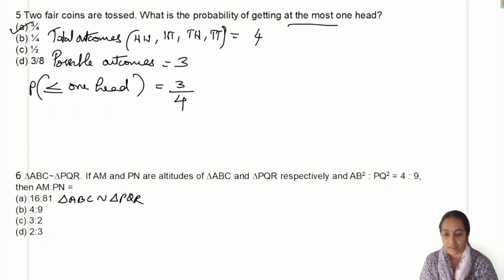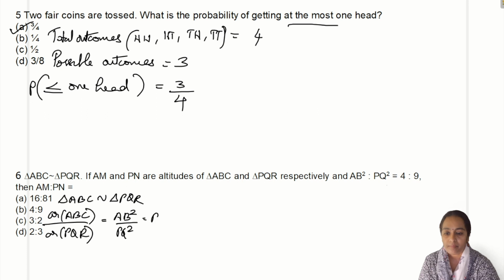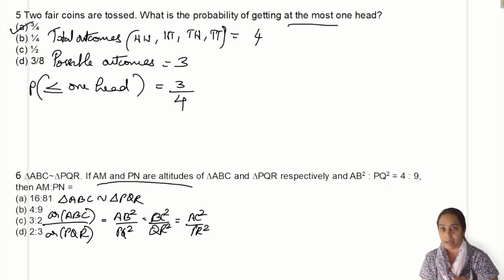AM is to PN. So we have the areas of similar triangles formula. The ratio of areas of similar triangles equals the ratio of the square of the corresponding sides. So area of triangle ABC divided by area of triangle PQR equals the ratio of square of the corresponding sides, AB square by PQ square, BC square divided by QR square, and also AC square divided by PR square. The question is asking for the altitudes AM and PN. So what will be the ratio of altitudes AM is to PN?